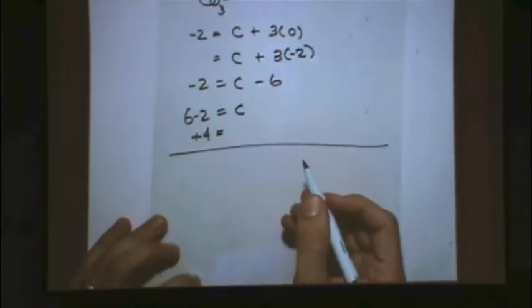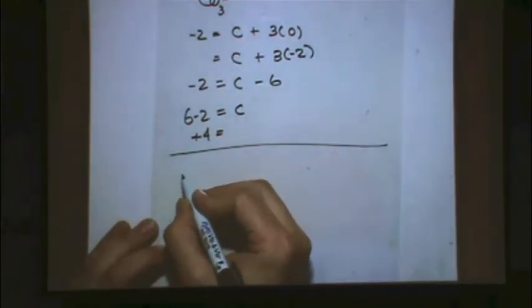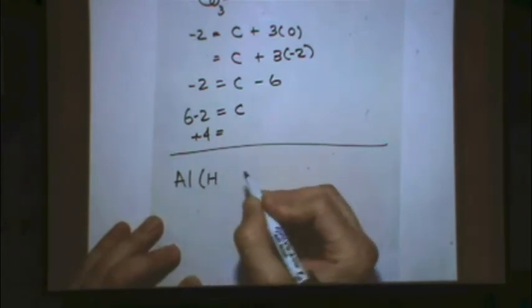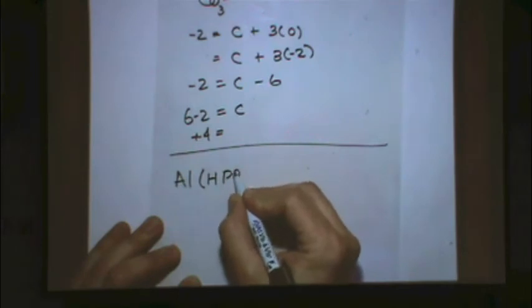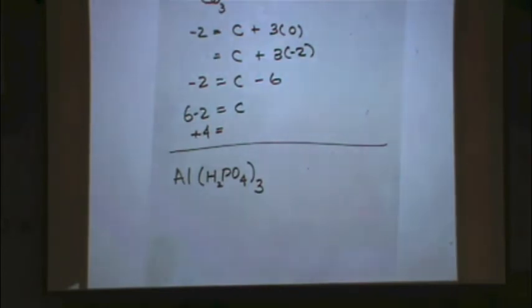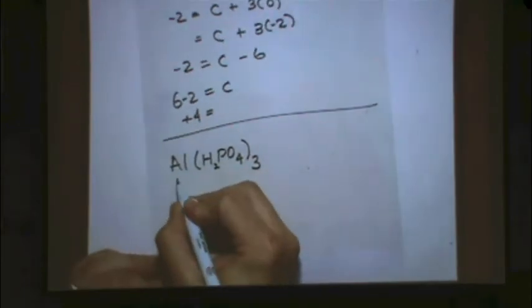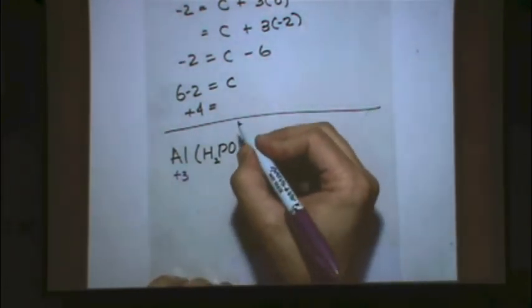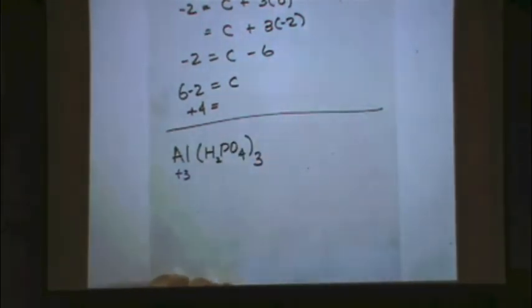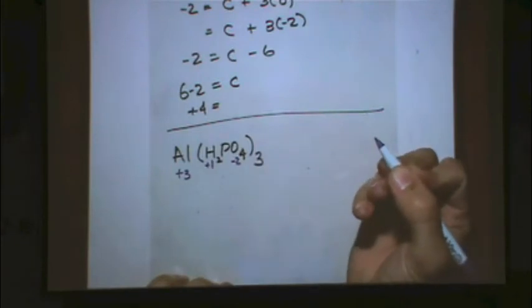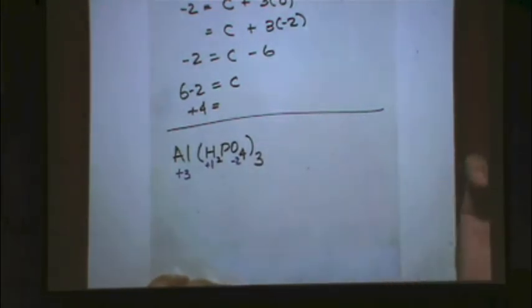All right, let's try another one. Okay, now we're getting slightly crazier. Don't worry, it'll get way harder. Okay, how about aluminum? From the periodic table, plus 3. Rarely is aluminum something else, sometimes plus 1. Okay, oxygen: almost always minus 2. Hydrogen: almost always plus 1. Sometimes it can be minus 1, and then 0 if it's an elemental form.